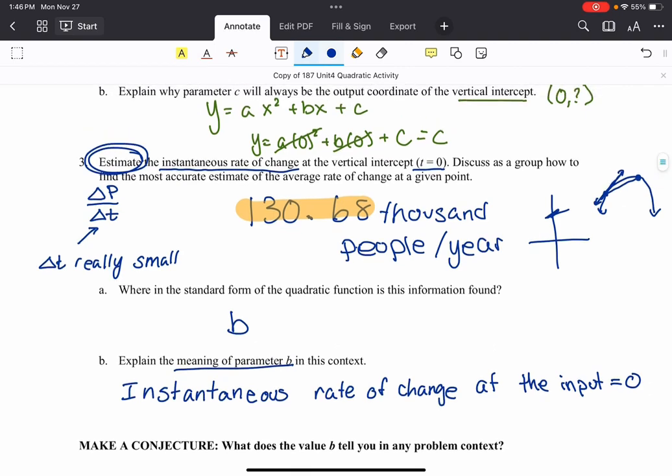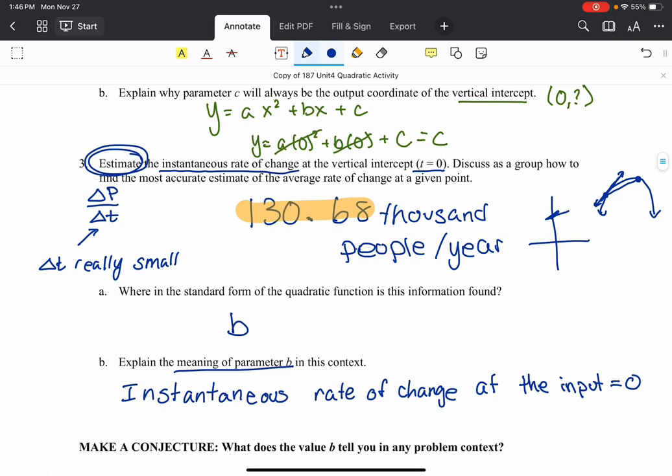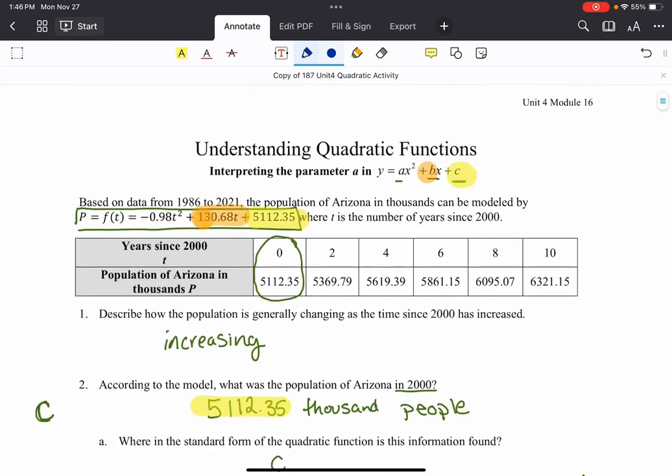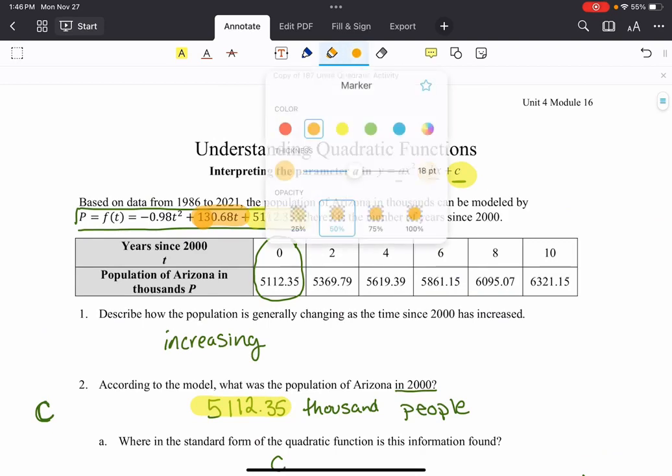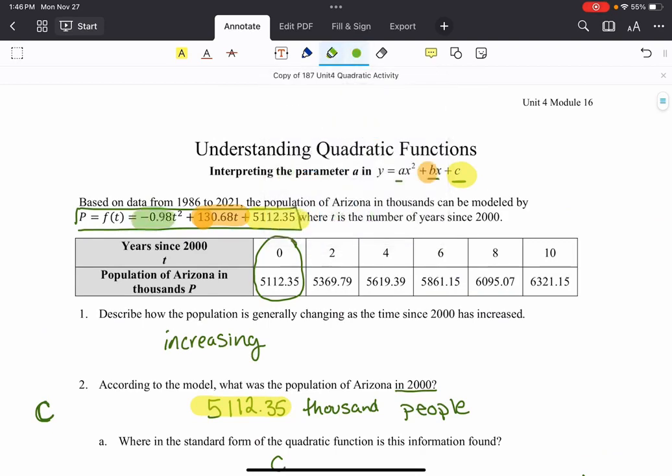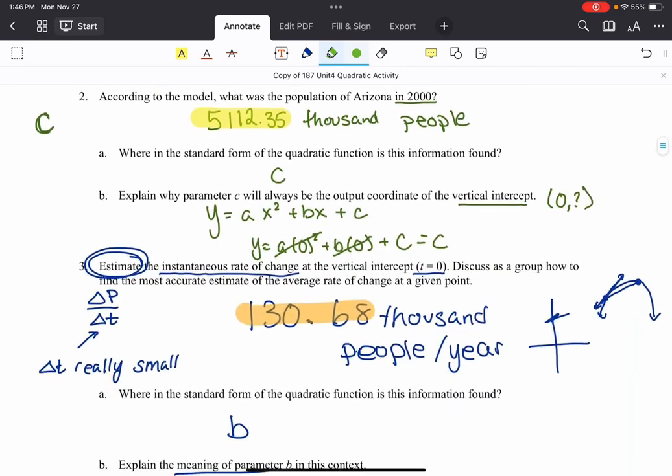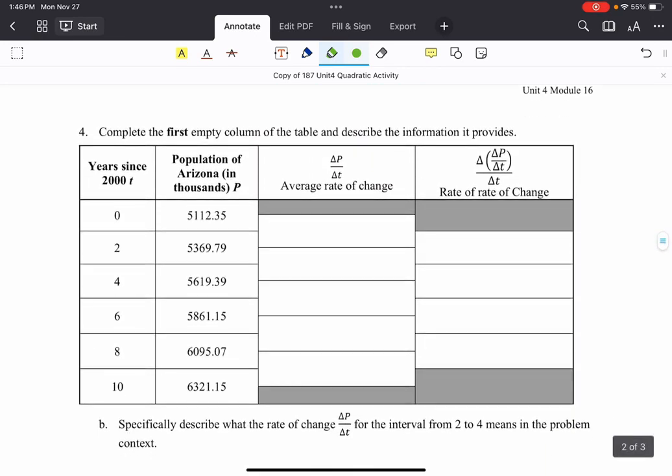All right, so we've figured out what C represents. We've figured out what B represents. So now we're left to figure out what this A value is. So we want to figure out, where does this negative 0.98 come from? Now, to do that, we're going to have to go back to this idea of the rate of the rate.